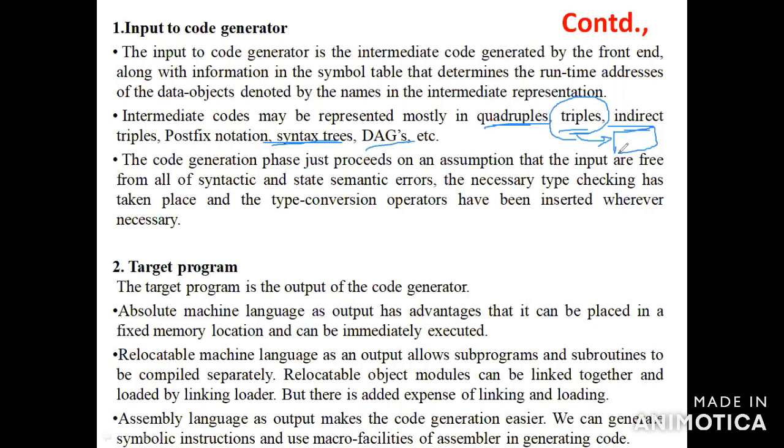So the back end of the compiler gets its input from the front end's intermediate code. Okay, so this is the first issue in the design of code generators: the input. Okay, it's clear. Then I go to the next issue. The next one is target programs.